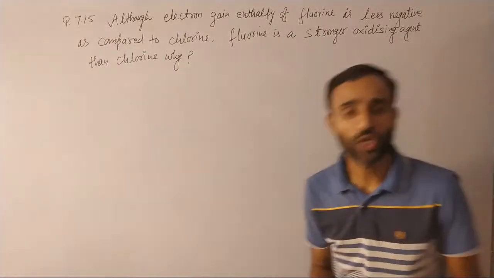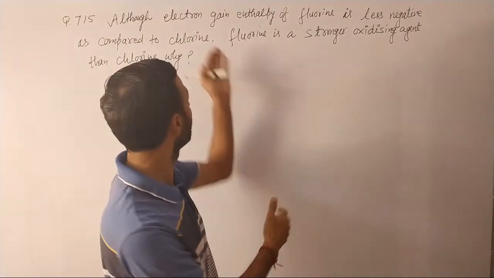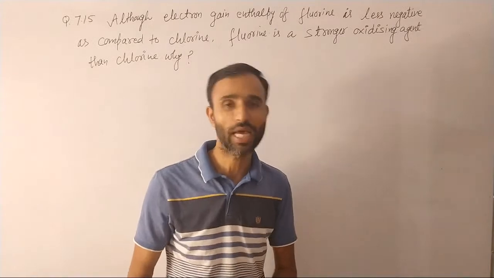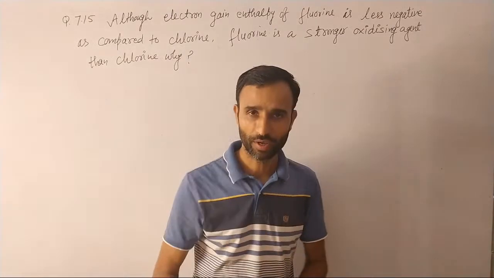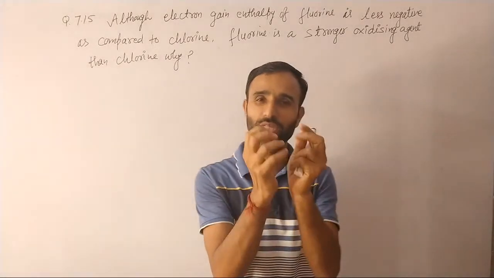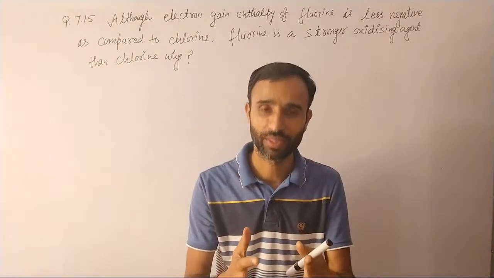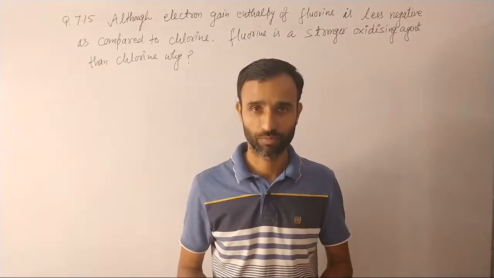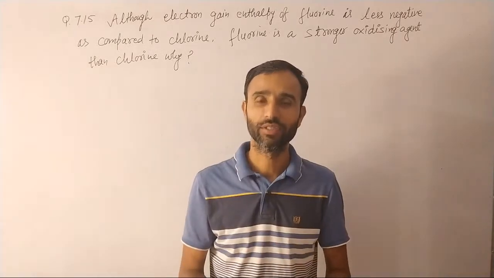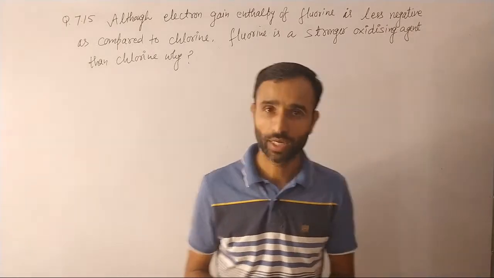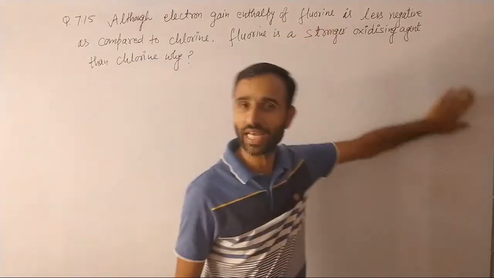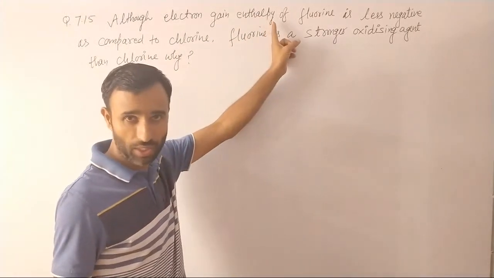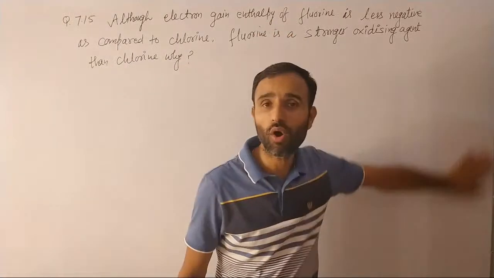Okay, so the question is, fluorine has less negative electron gain enthalpy than chlorine, and you know why? Because fluorine has extremely small size, very compact, therefore there is large inter-electronic repulsion for the added electron. The electron which is added feels more repulsion. That's why electron gain enthalpy of fluorine is less than that of chlorine. But even though this is the case, fluorine is a stronger oxidizing agent.